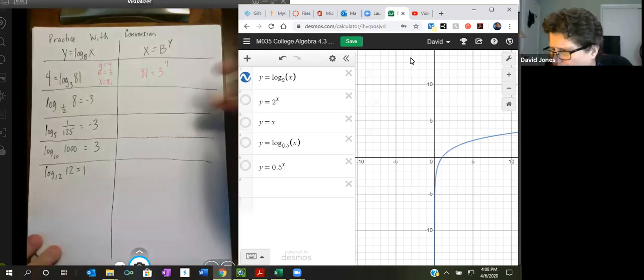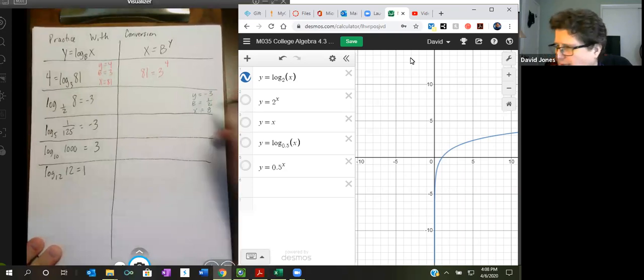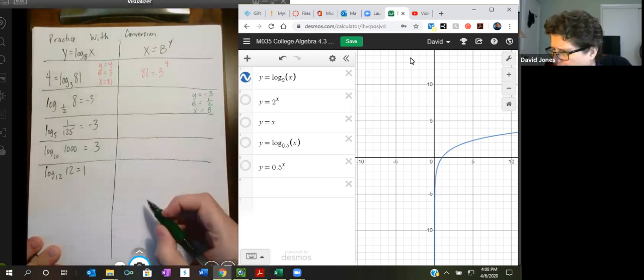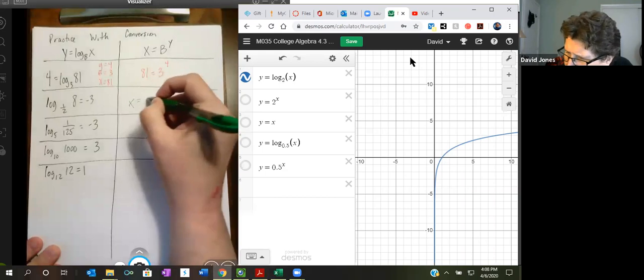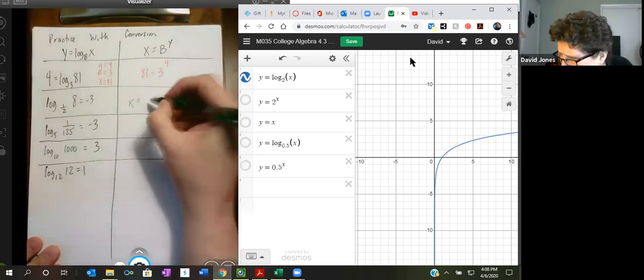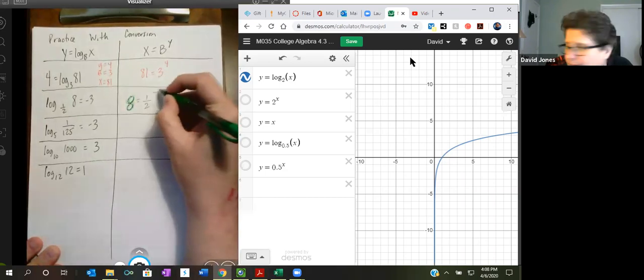What do we have here? We have y equals -3. Our base is 1/2, and x equals 8. This says x equals b to the y, so 8 equals 1/2 to the -3.